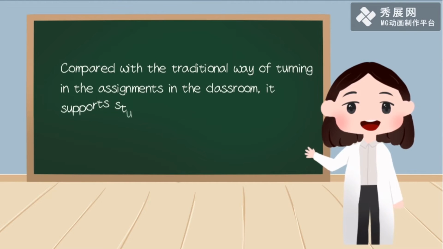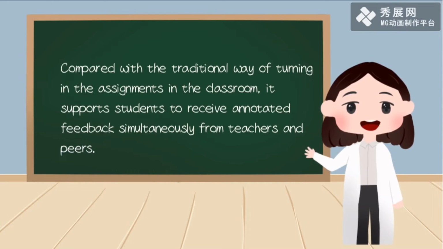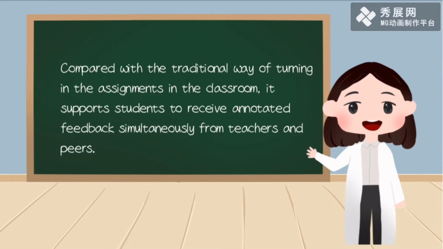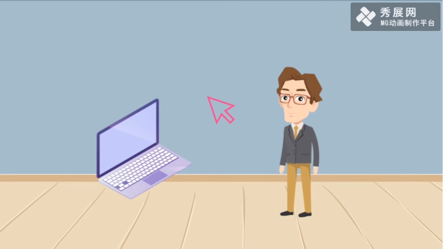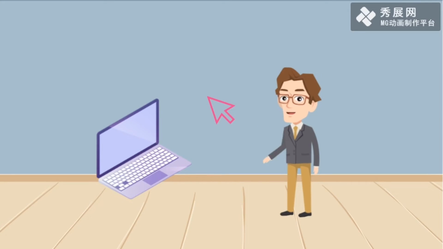Compared with the traditional way of turning in assignments in a classroom, it supports students to receive annotated feedback simultaneously from teachers and peers. Teachers can put comments and markers on any place where they want to provide information after students submit an assignment instantly. Students also can see and respond to feedback or ask questions privately to enhance their learning from using this tool.